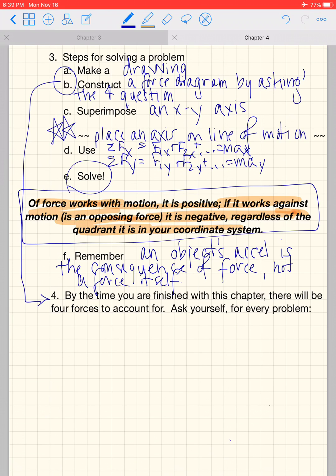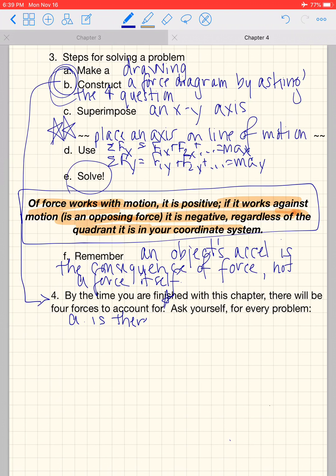All right, now I'm going to break down those questions that you're supposed to ask when you're doing the construction. There are 4 questions. You ask yourself this question for every problem. Absolutely go through these questions. And if you do these questions faithfully, you won't miss forces. So the first question you're going to ask yourself, little letter A, is there weight?